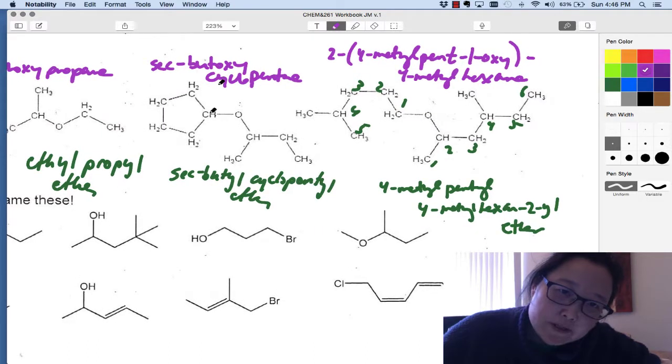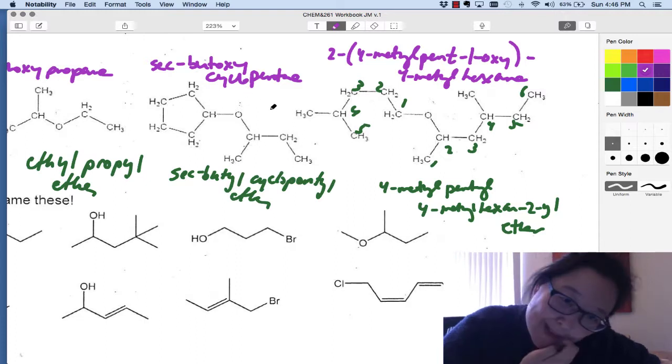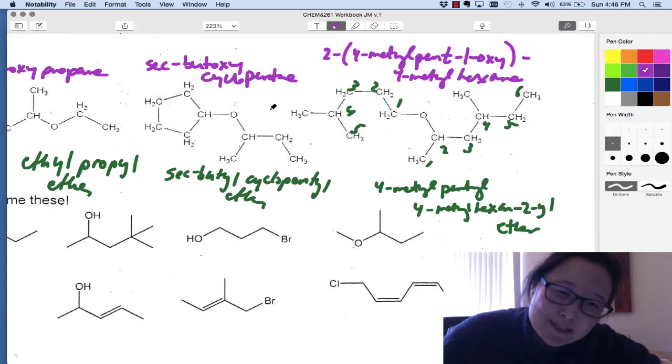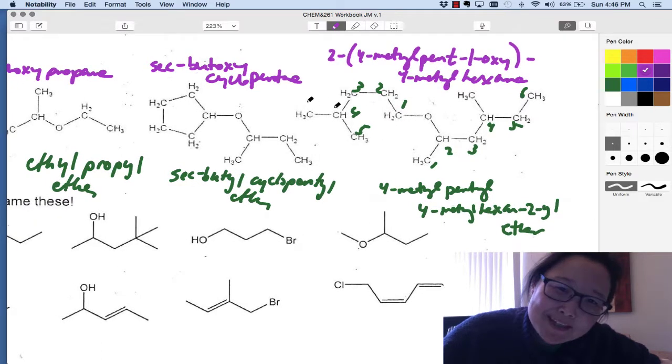And then why did I choose cyclopentane as the parent? I could have chosen this as a parent and called it cyclopentoxy-2-butane. But sometimes we go with the longest chain or the biggest, 5 carbons versus 4. But sometimes you see there are exceptions to that, or it doesn't really matter.